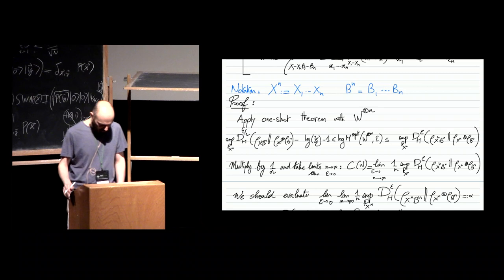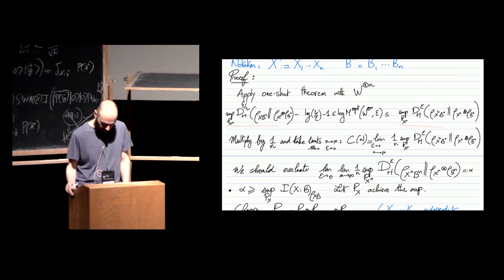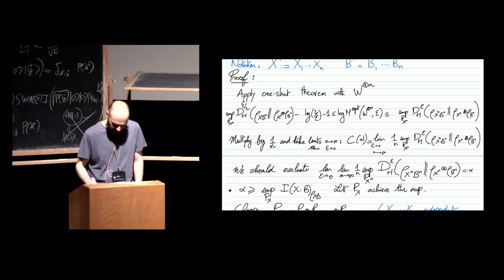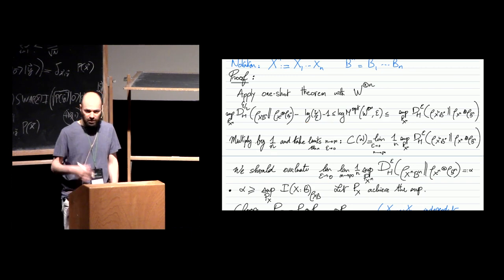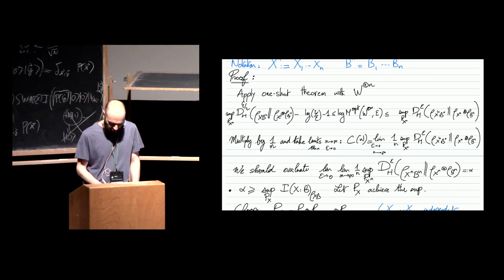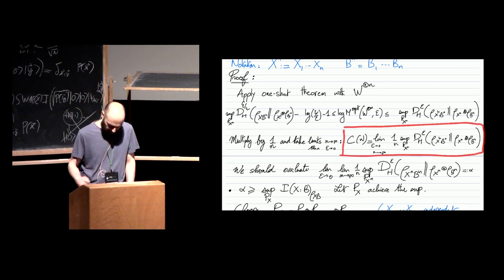Okay, so I went over it a little bit quickly yesterday. The idea is very simple. I just apply it directly to W tensor N, and so I get an upper and a lower bound as a function of this hypothesis testing relative entropy plus some small terms here, and then I multiply by 1 over N. Remember, I look at the rate of the number of bits I can transmit, and then I take the limit as N goes to infinity and then epsilon goes to 0. And so it gives me this expression for the capacity.